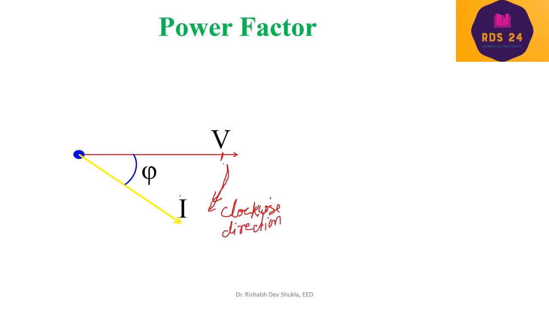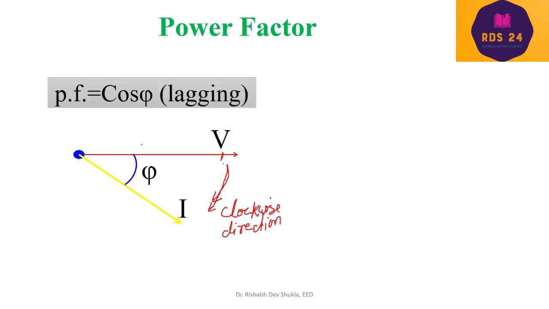Our current vector is in the clockwise direction, so in this case the current lags behind the voltage. If you are trying to calculate the cos phi, this is a lagging power factor. This is a lagging power factor. When the current vector lags behind the voltage, it is a lagging power factor.